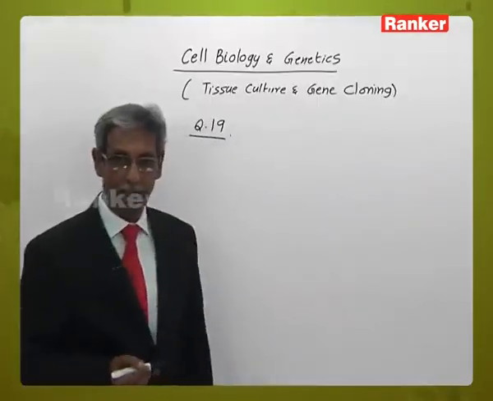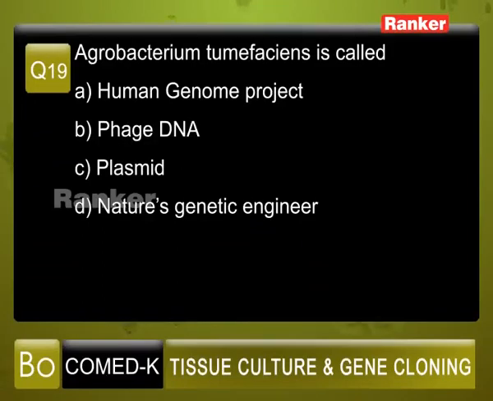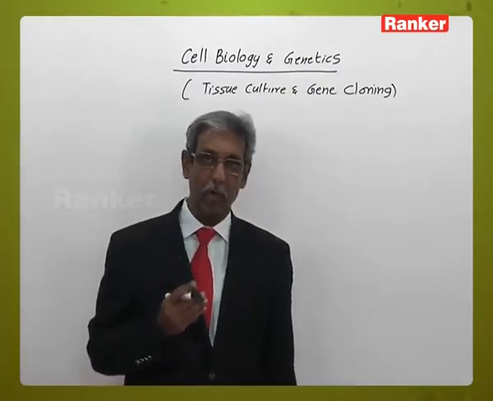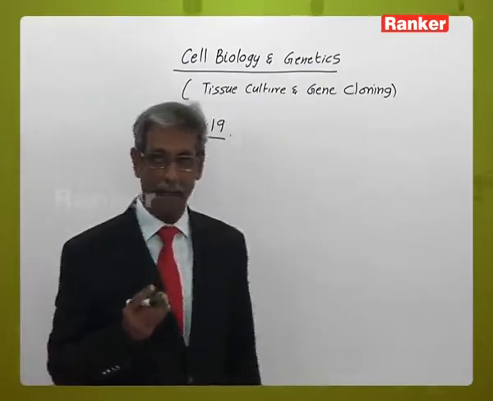Question number 19. Agrobacterium tumefaciens is called A. Human Genome Project, B. Phage DNA, C. Plasmid, D. Nature's Genetic Engineer. Now, Agrobacterium tumefaciens is a soil gram-negative bacterium.